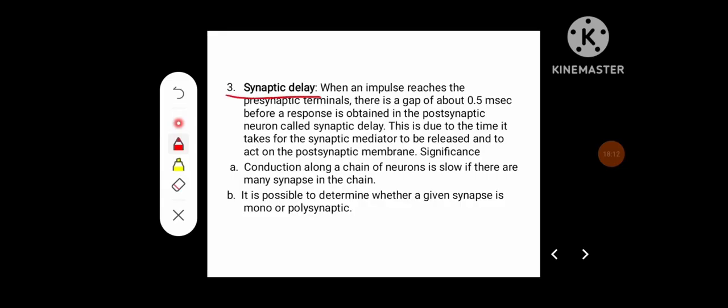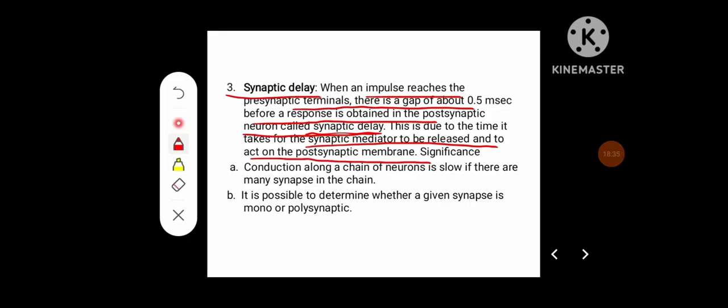And another property is synaptic delay. When an impulse reaches the presynaptic terminus, there is a gap of about 0.5 milliseconds before a response is obtained in the postsynaptic neuron, which is called synaptic delay. This is due to the time taken for the synaptic mediator to be released and to act on the postsynaptic membrane.